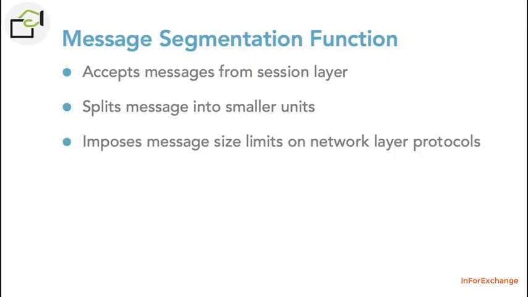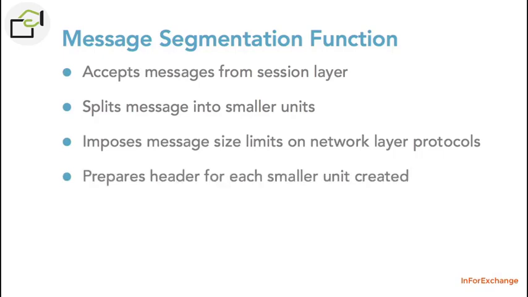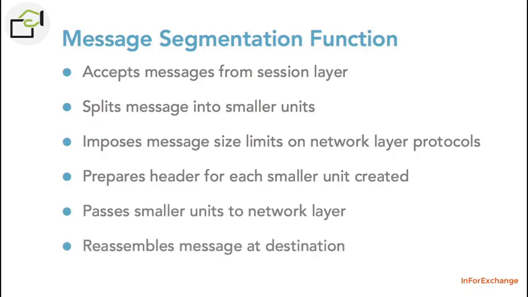Once the transport layer breaks up the messages into smaller units, it then creates a header for each one of the smaller units it has created. These smaller units are then passed down to the network layer for transmission across the network. Once the message reaches its destination, the transport layer is then responsible for reassembling the message into its entirety before passing it up to the session layer on the destination computer.